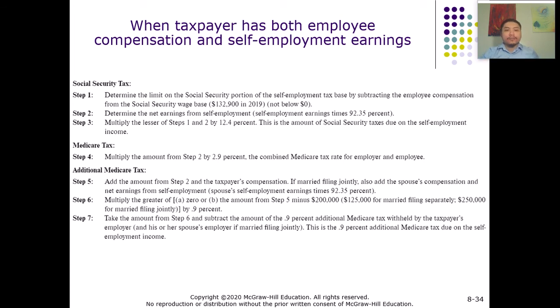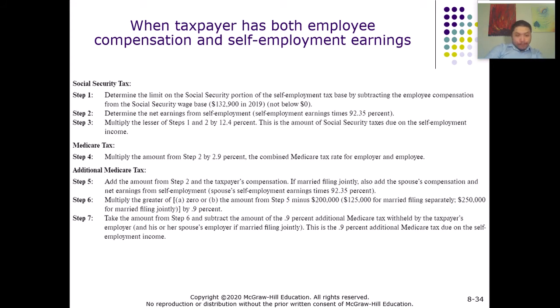What about Medicare tax? Again, for Medicare tax, remember, there's no base limit, right? So that's why we just go straight up, taking the step 2 amount, which is the net earnings from the self-employed activities. Take that multiplied by 2.9%, and that's how we get the Medicare tax for the self-employed activities of these taxpayers, right?